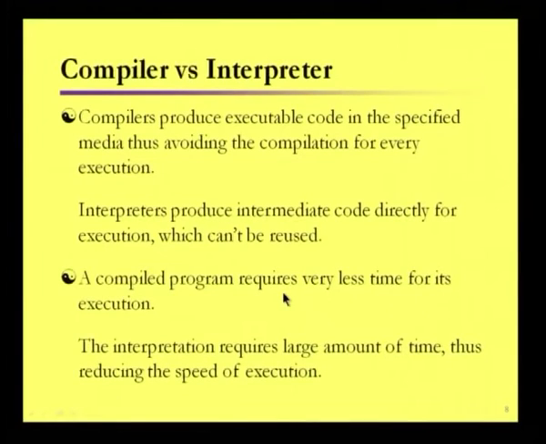Next one is, a compiled program requires very less time for execution, but interpretation requires more time. It is because compilation is a one time job. Once the object code has been generated, we can completely forget about the compilation process, that is the translation process, and we can use the executable version for execution. Whereas in the case of an interpreter, every time you want to see the output of a program, we must translate from the source program to the object version, and then the object version gets executed.